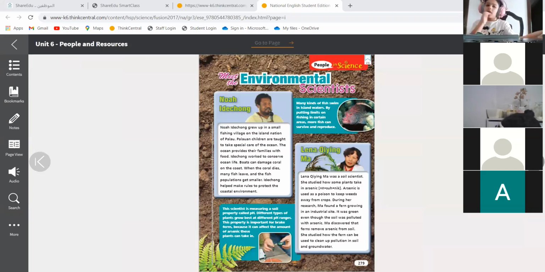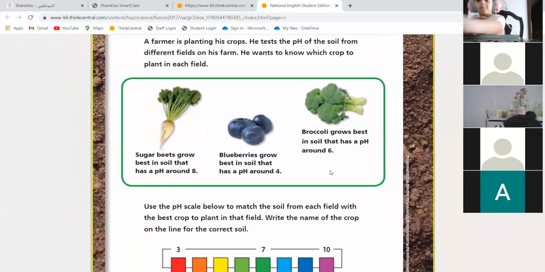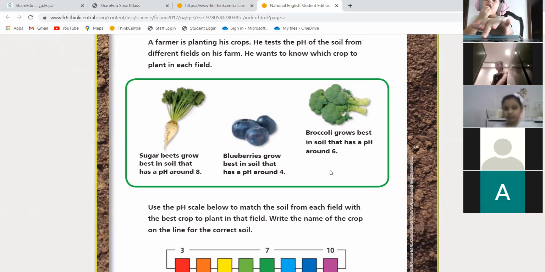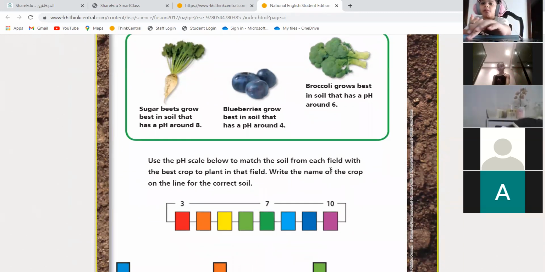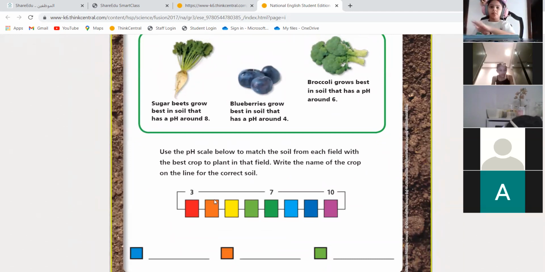All right, let's see how different pH in the soil can grow different plants. Take a look at this one over here. A farmer is planting his crops. He tests the pH of the soil from different fields on his farm, okay? He wants to know which crop to plant in each field. Now you have this scale down here showing the pH from 3 until 10, with colors. I want you to use the pH scale below to match the soil from each field with the best crop to plant in the field. Write the name of the crop on the line for the correct soil. So you have the information over here.